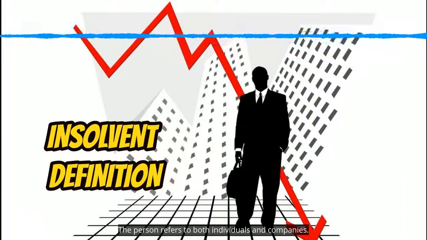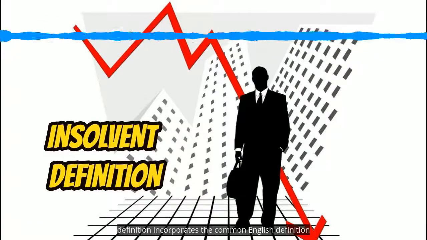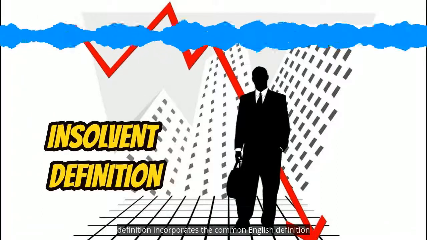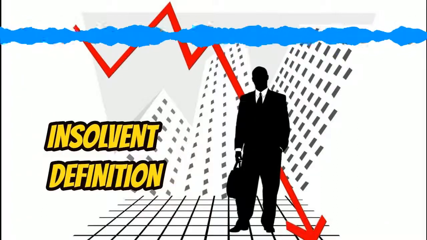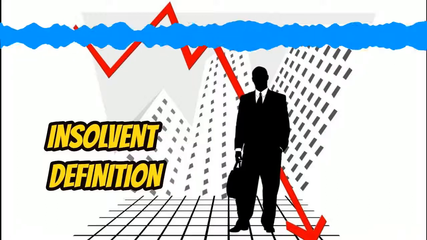Insolvent person refers to both individuals and companies. The BIA definition incorporates the common English definition. The BIA definition also incorporates the accounting concept of net worth.